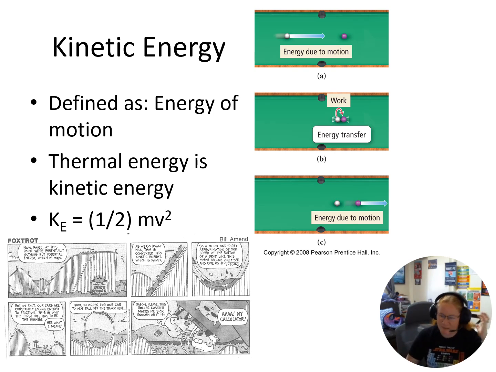An easier thing maybe to think about is if we have a pool table and we have a cue ball, and our cue ball comes in and hits a ball, work is done on the other ball by the cue ball. And so we transfer that energy, and then we get that kinetic energy, our energy due to motion.